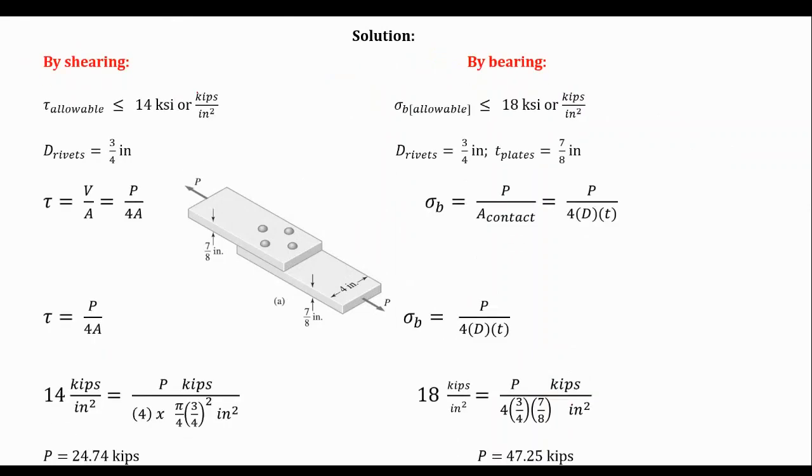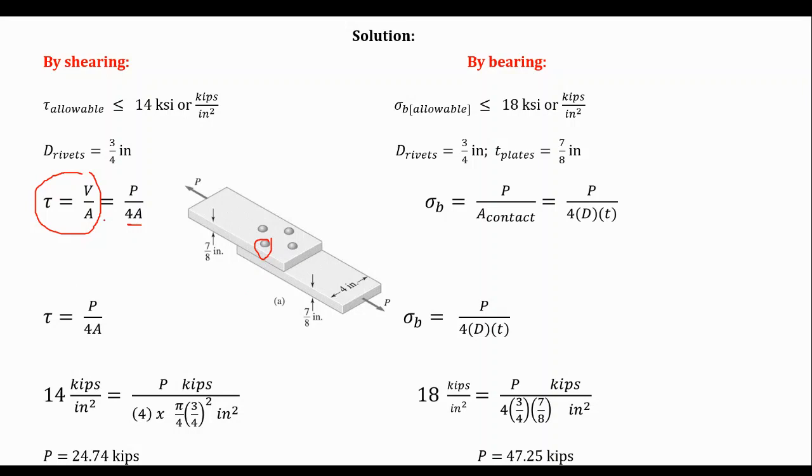In shearing, the allowable stress should not exceed 14 KSI. The diameter of the rivets is 3/4 inch. We know that the shearing stress is equal to the shearing force divided by area. The shearing force in this case is just P, in single shear, over 4 times area. Why 4 times area? Because there are 4 of them. Single shear for four bolts.